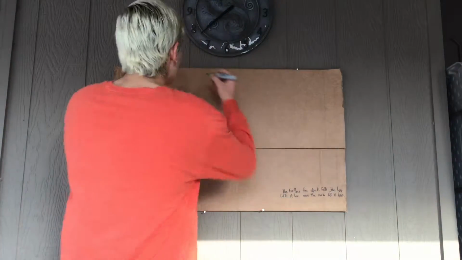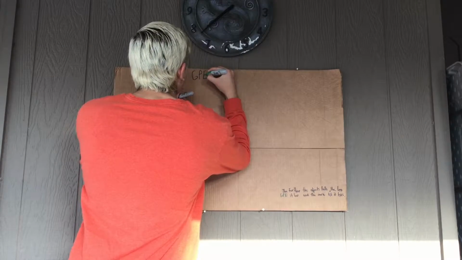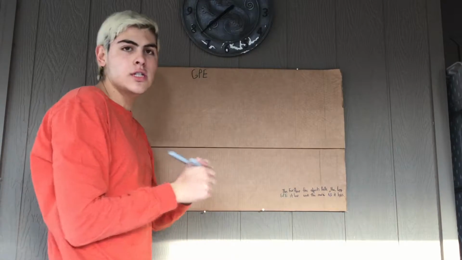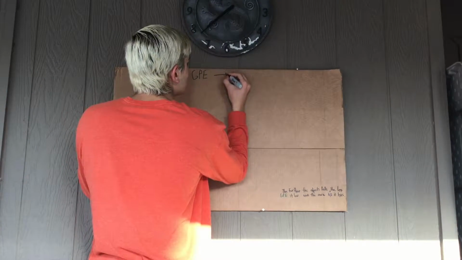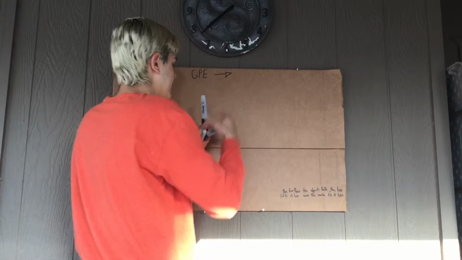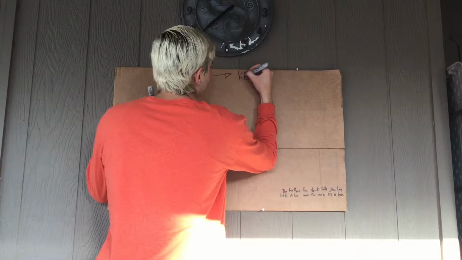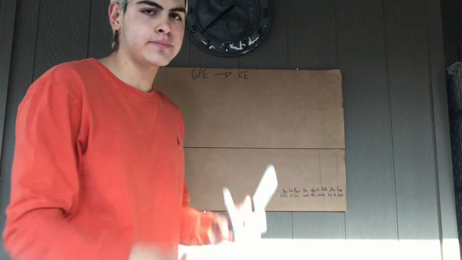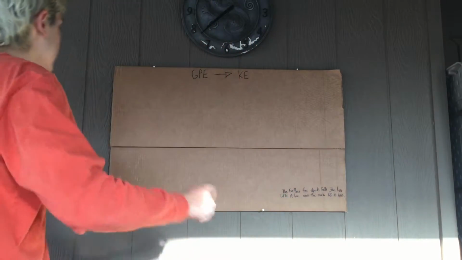To abbreviate it, I put GP for gravitational potential energy, and it is being transferred to kinetic energy, right? The example that I believe represents this in the best way is a roller coaster. So I'm going to draw you a little roller coaster right here.